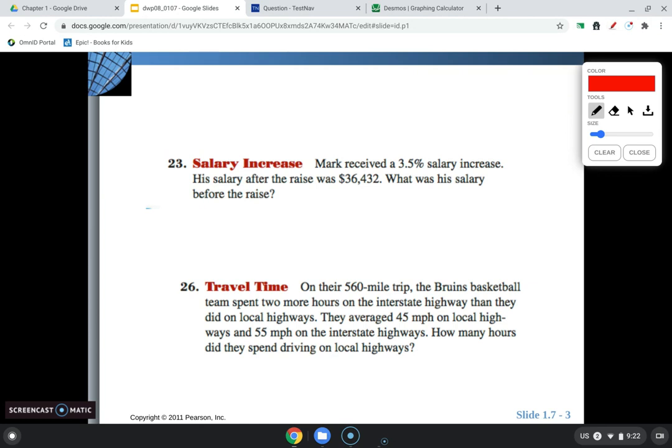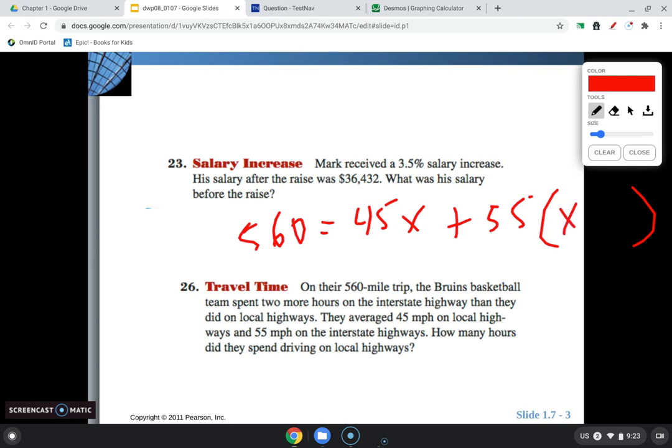All right. 26. On their 560 mile per hour trip, so distance equals speed times time, the Bruins basketball team spent 2 more hours on interstate than they did on local highways. They averaged 45 miles per hour on local and 55 on interstate. So 45 times local, so speed times time, plus on the interstate it was 55, and they spent 2 more hours than they did on local. So we can solve that for x.